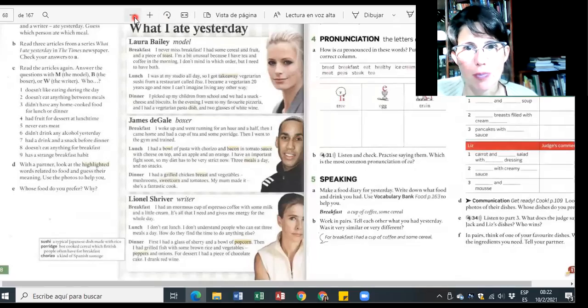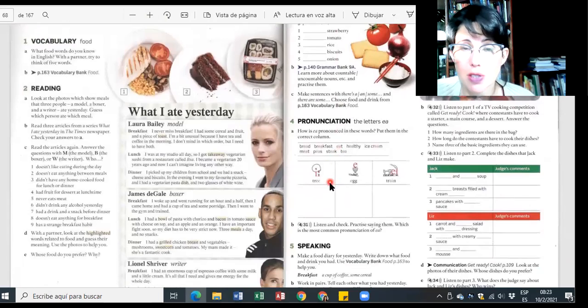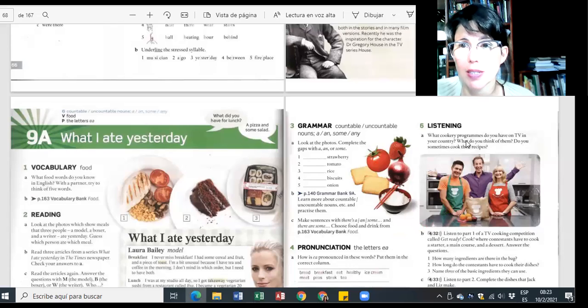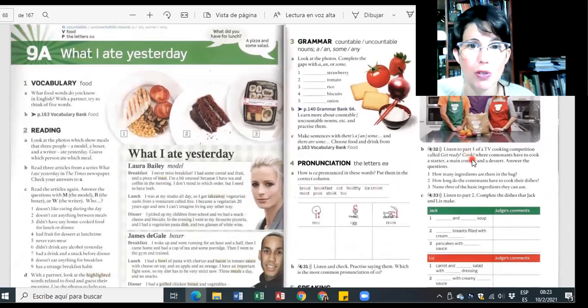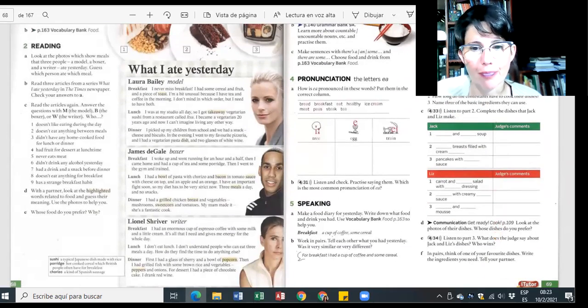Now let's move to the next page. Here, you will complete these 5 blanks with one of these words. We will work pronunciation in class and speaking in class. But if you can, try to complete the listening activity at home. Try to listen to the recording at least 2 or 3 times or as many times as you need. You have to listen to this recording and complete the missing information. That's all from Unit 9A.